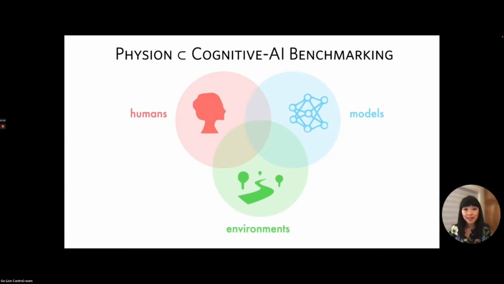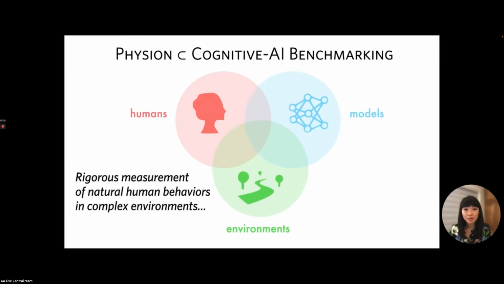In short, CAB aims to conduct rigorous measurements of natural human behaviors, including exploration, communication, collaboration, in realistic environments, in order to reveal the size and shape of AI-human gaps, and thus opportunities for next generation AI systems to fill.